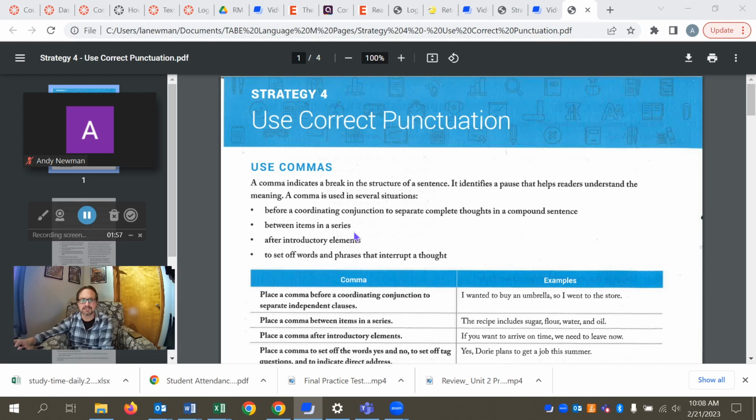After introductory elements, so a phrase that opens a sentence or a clause that opens a sentence that requires a pause before moving on to the rest of the sentence. And then to set off words and phrases that interrupt a thought, we looked at inessential versus essential information in some previous lessons. So that's what they're talking about, that we set off information that is inessential to the meaning of the sentence with commas.